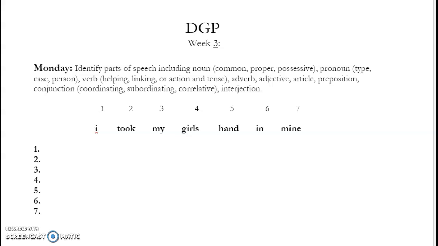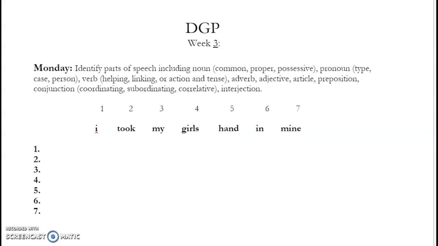Okay? After you find your noun, look for your pronouns. Pronouns take the place of the noun. So instead of saying Jamie, you would say I. Or instead of saying him or her, or instead of saying Tony, you would say him, okay? If I was saying Jamie's book, I would say it's my book, okay? So they take the place of our noun.